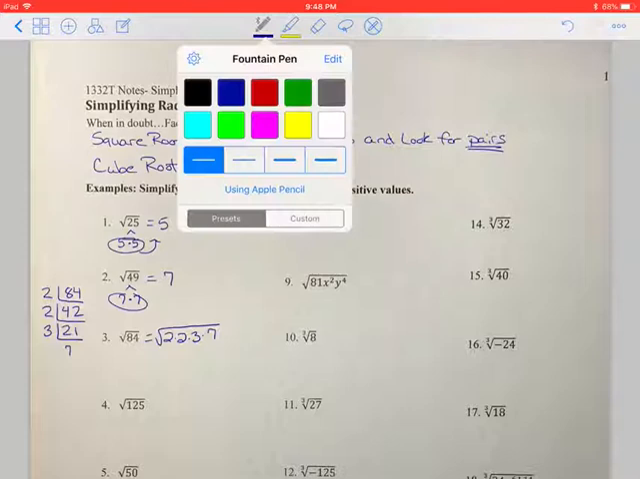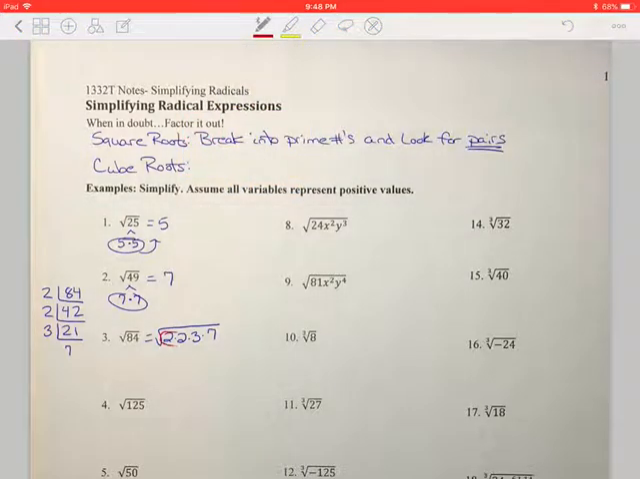So now what I do is I look for pairs. Anything that pairs, I can take one of those out. So if you think about 2 times 2, that's 4, and the square root of 4 is 2. So I can take the 2 out, and then anything that doesn't pair stays in. Sorry, let me go back and erase. I erased it all. Let me try that again. All right, so the 2 comes out, the 3 times 7 stays in, so that gives me 2 square roots of 21.